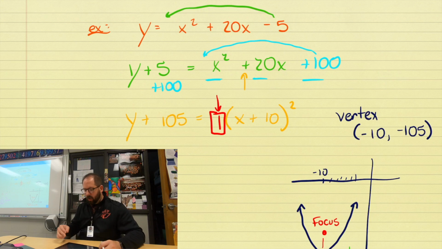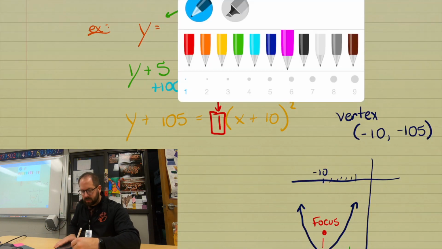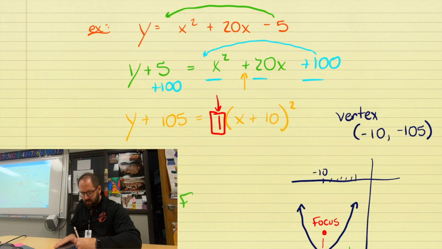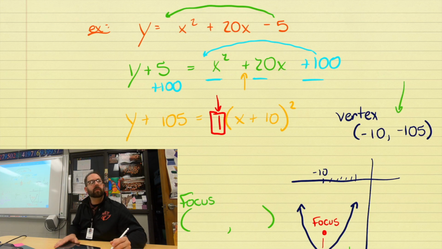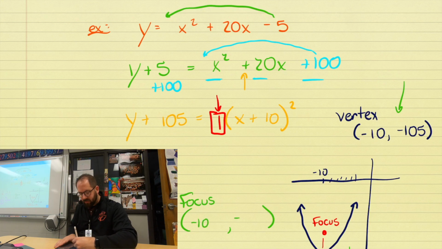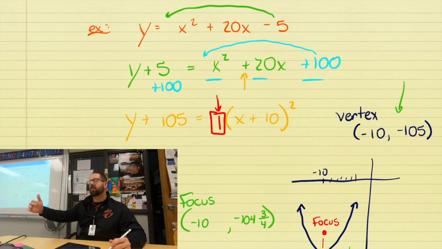So how do I go 1/4 up from -10, -105? What would be 1/4 up? What would that coordinate be for my focus? If I went 1/4 up from this vertex, what would the coordinate be? -10, -104 and 3/4. Yep, -10, -104 and 3/4. That's going up 1/4 from -105. So that's perfect. That's the coordinate for that focus.